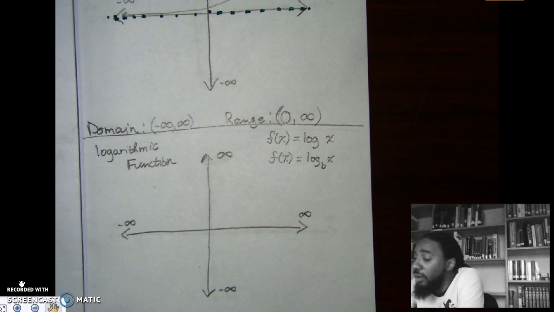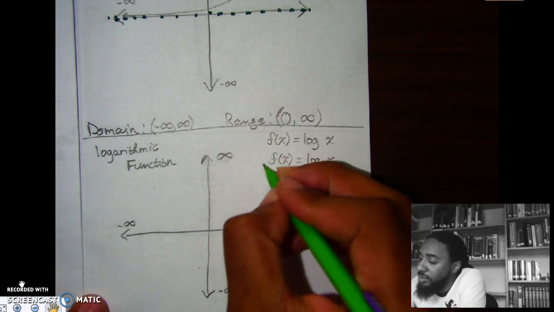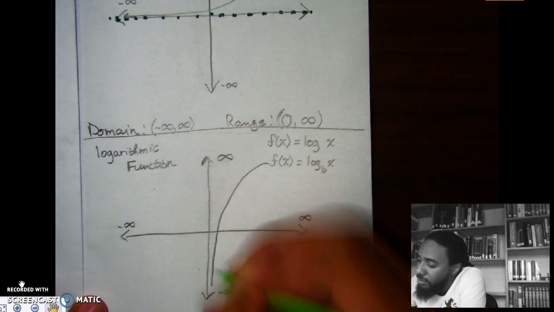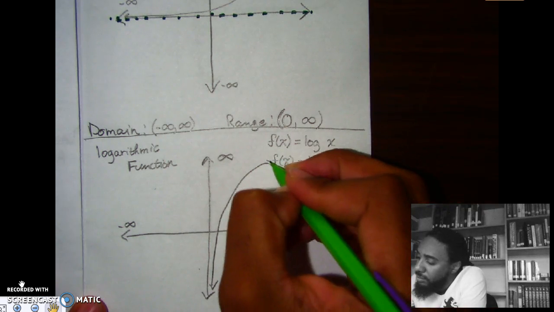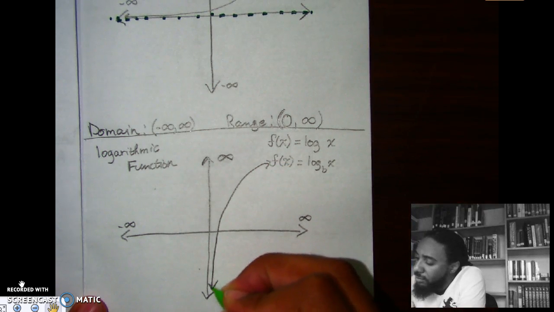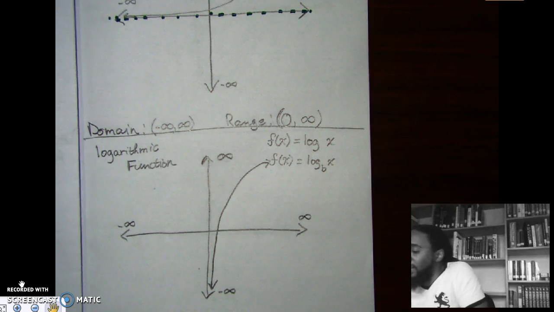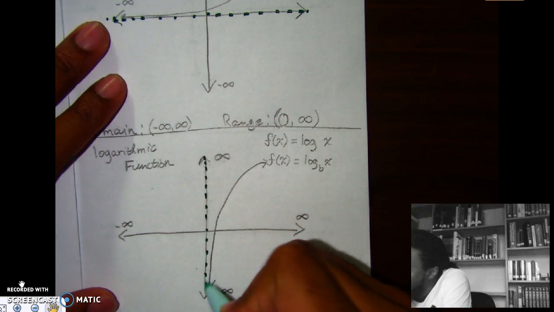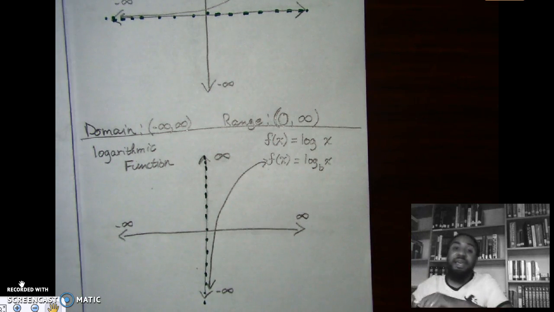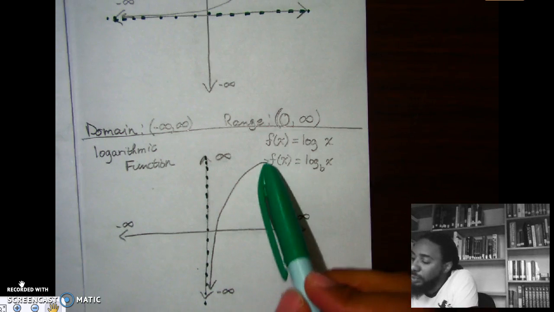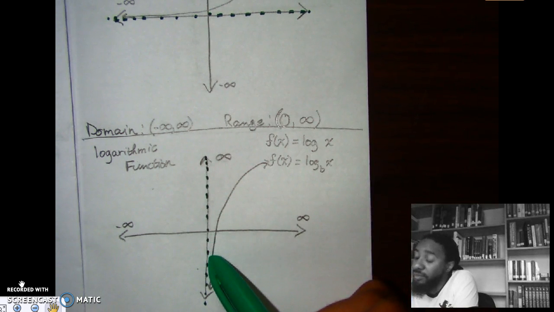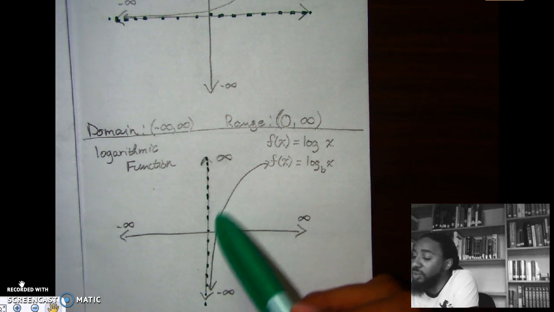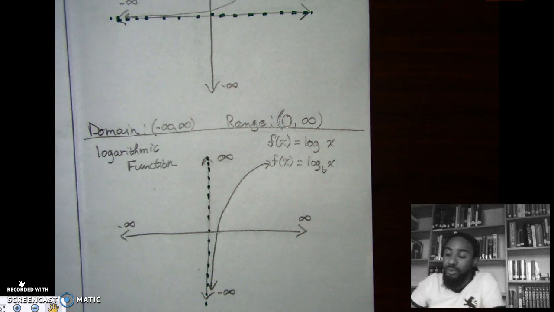All right, so for the log function, the graph looks like this. And with the log function, we have an asymptote here. But it's now on the y-axis instead of the x-axis. And so the graph gets closer and closer and closer to the y-axis, but it never touches the y-axis. It crosses the x-axis, but it never touches the y-axis. It gets closer and closer to it.